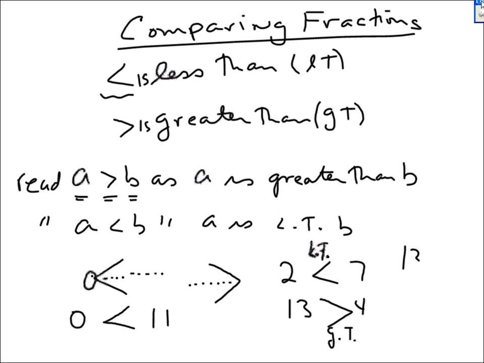13 and 11. 11 is smaller. The arrowhead goes to 11. 13 is greater than 11. 4 and 9. 4 is smaller. Put the arrow towards the 4. 4 is less than 9. The arrow points to the smaller number.